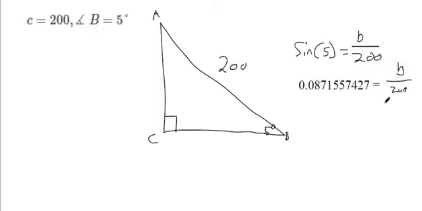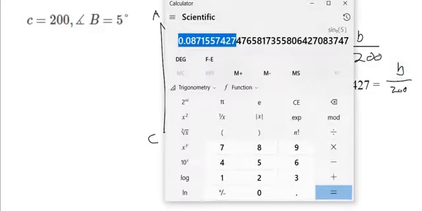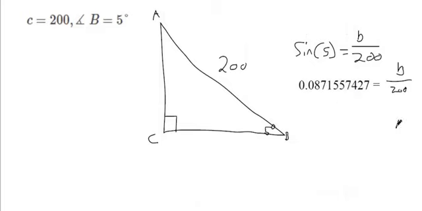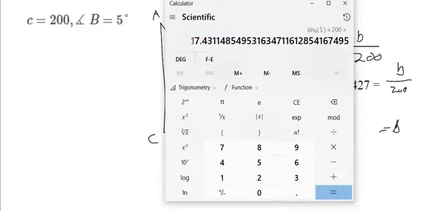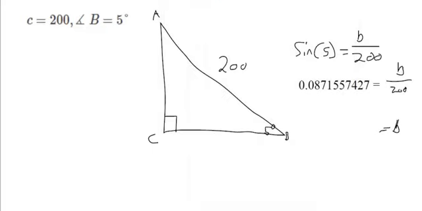And I want to multiply both sides by 200. Okay, so if I do that, I'll get b equals this stuff times 200. Right, because multiplying by 200 is the opposite of dividing by 200. So there's side length b. It's 17.43. And then once you have two sides, you can use the Pythagorean theorem to find the third side, right?